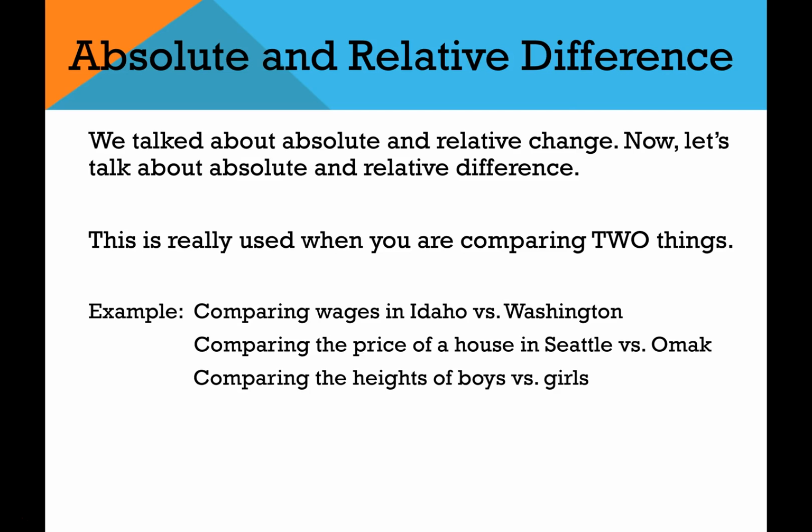Whereas before, with absolute and relative change, we were only comparing one thing. For example, my weight at the beginning of COVID and after COVID, or maybe my house price when I bought it versus what it's worth now. For absolute and relative difference, you're actually just going to be comparing two things. So maybe the wages in Idaho versus the wages in Washington.